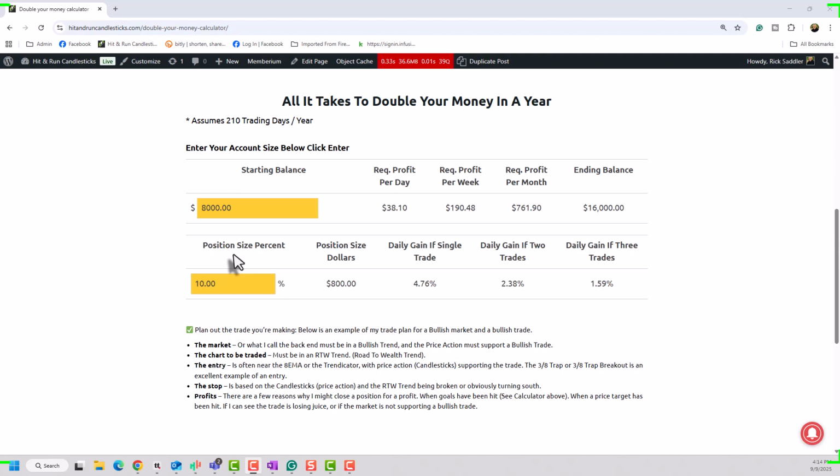Okay, let's talk about the position size percent. Now, this is tricky, okay? This is really, really tricky. And this is where you're going to need to be a little bit honest with yourself, okay? Basically, are you a good trader? Are you an ace? Or are you a mediocre trader? In other words, mediocre meaning you're struggling. Maybe you just started. And if you just started, you're not even mediocre yet.